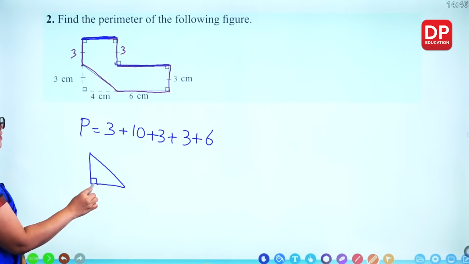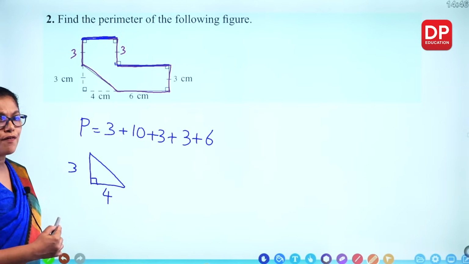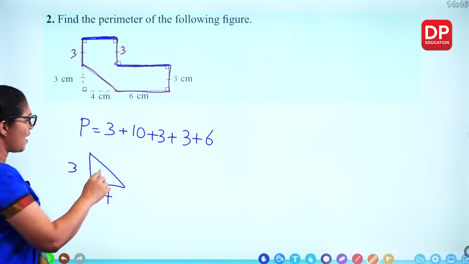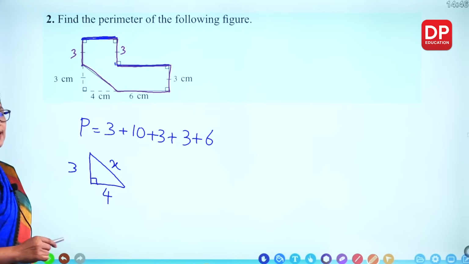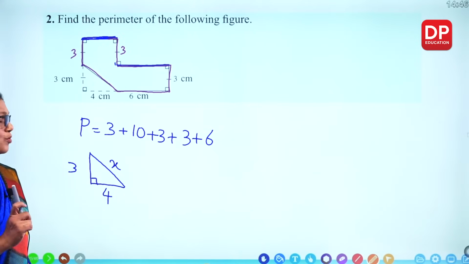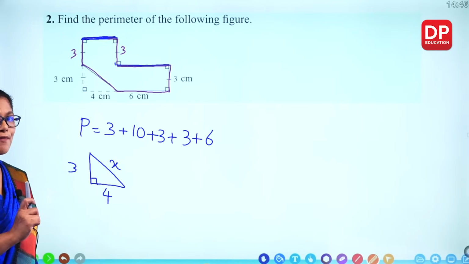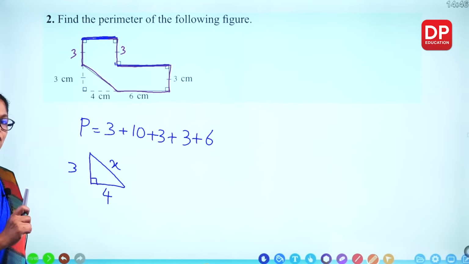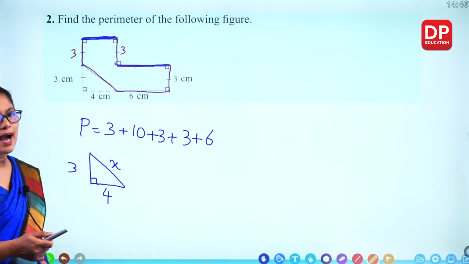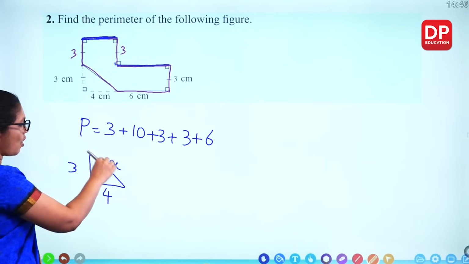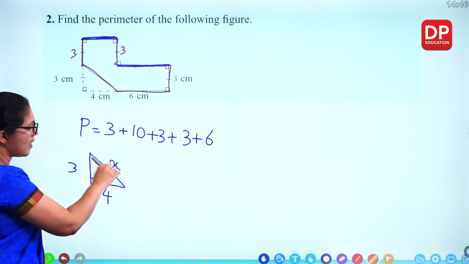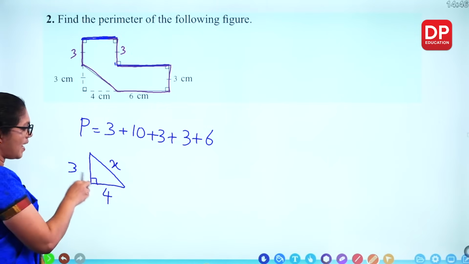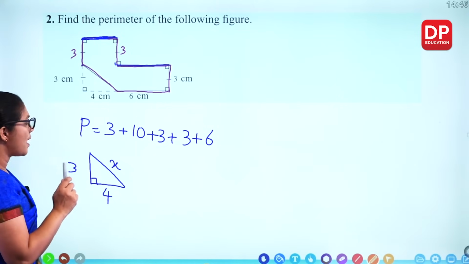This is 90 degrees given. One side is 3, the other one is 4. How can we find out this distance? Can you remember? You did Pythagoras theorem before. If it's a right angle triangle and two sides are given, you can find out the other length. So here we call this the hypotenuse. So you can find out the hypotenuse by using Pythagoras theorem.